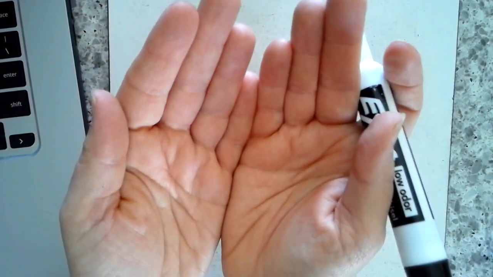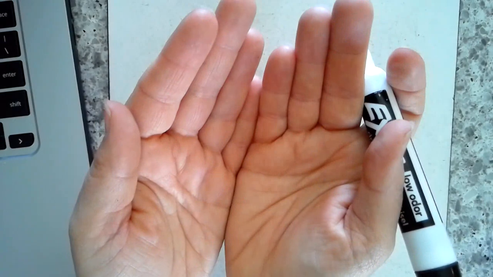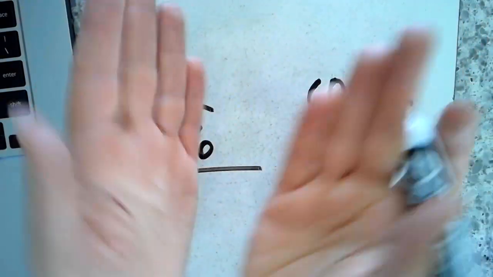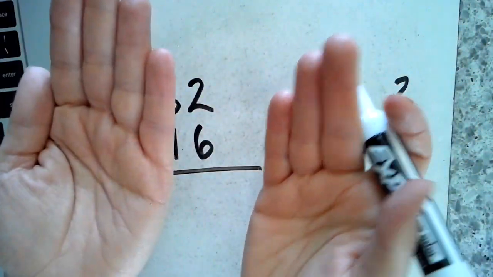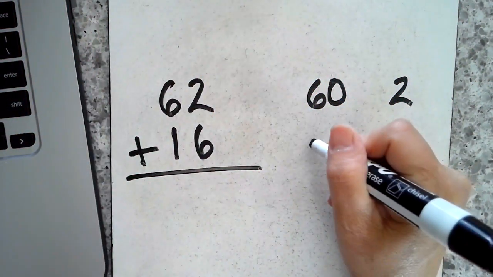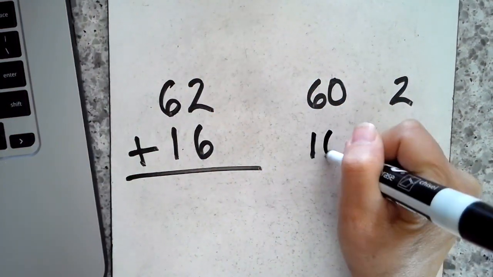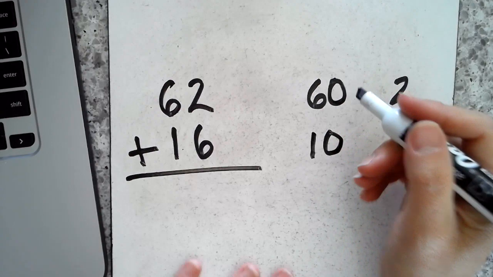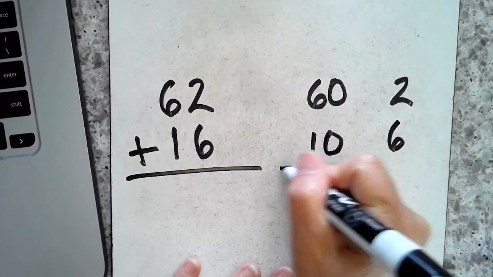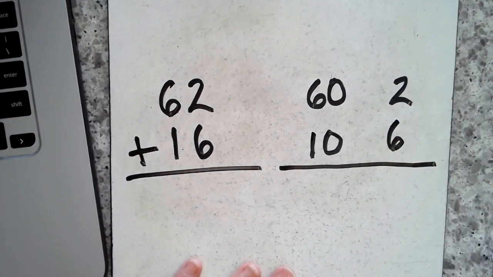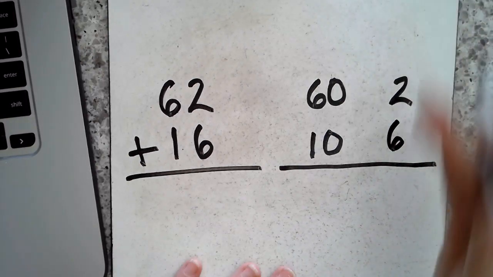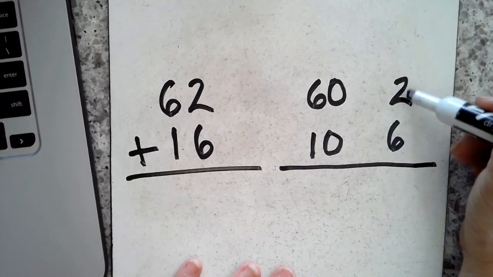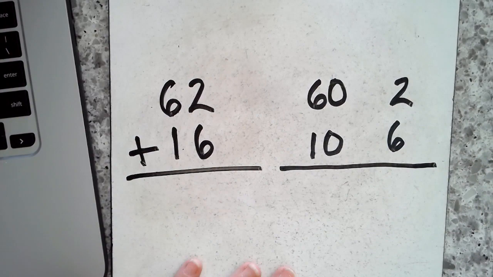16 is, let's say it together. 16 is 10 and 6. Go ahead and write that down. The 10s in a row together and the 1s in a row together. Good job. Now let's add straight down. You go ahead and add 2 plus 6. See what you get.